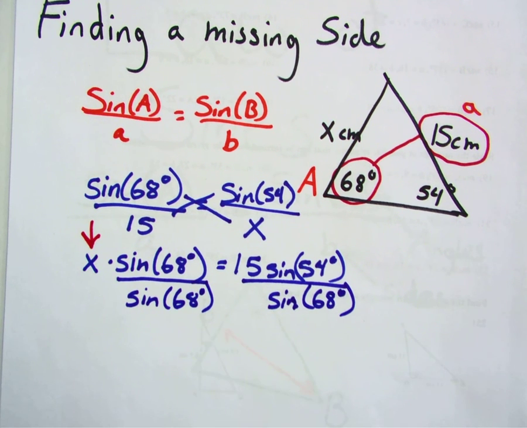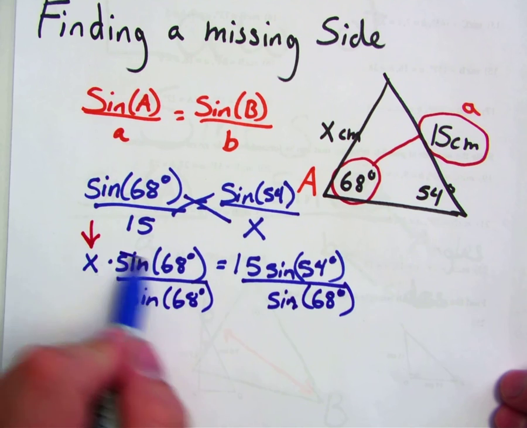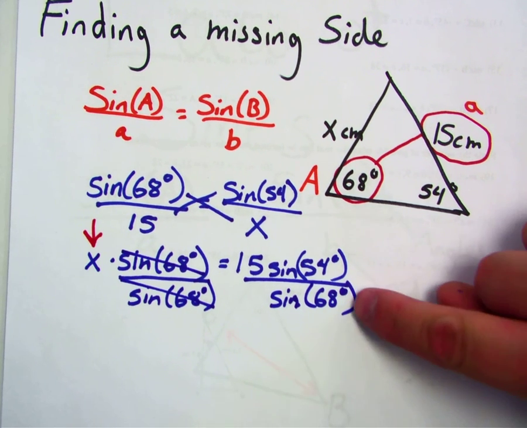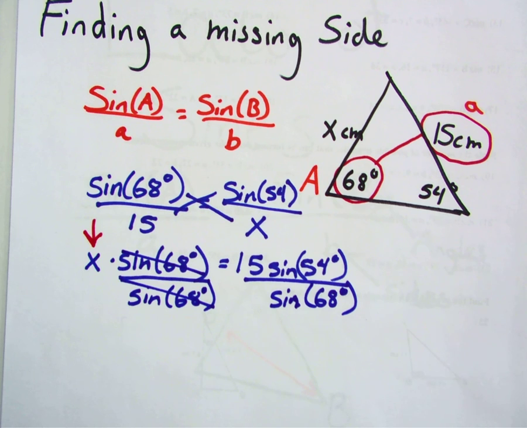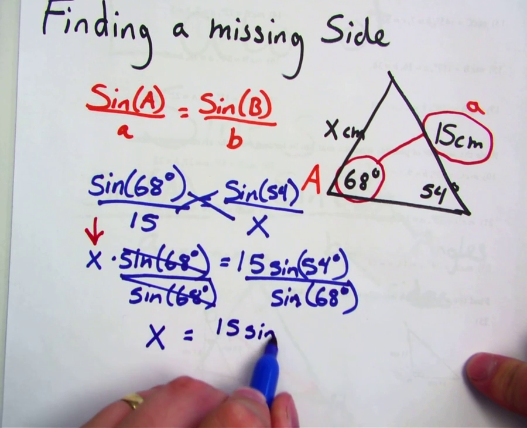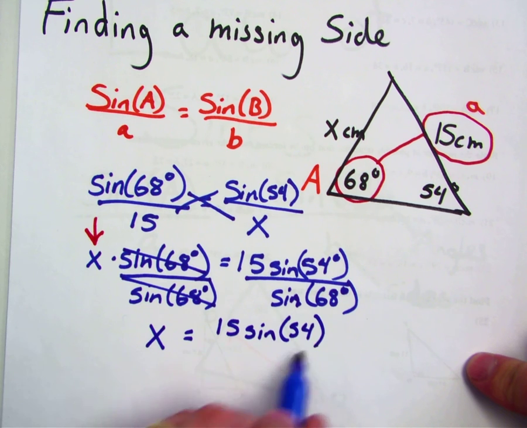Remember, to algebra, sine of 68 is just a number. We know in geometry and trigonometry it has a meaning, but for our algebra purposes, it's just a number. We can divide like anything else. So now we have the equation x is equal to 15 sine of 54 divided by sine of 68. Now that's an exact answer.